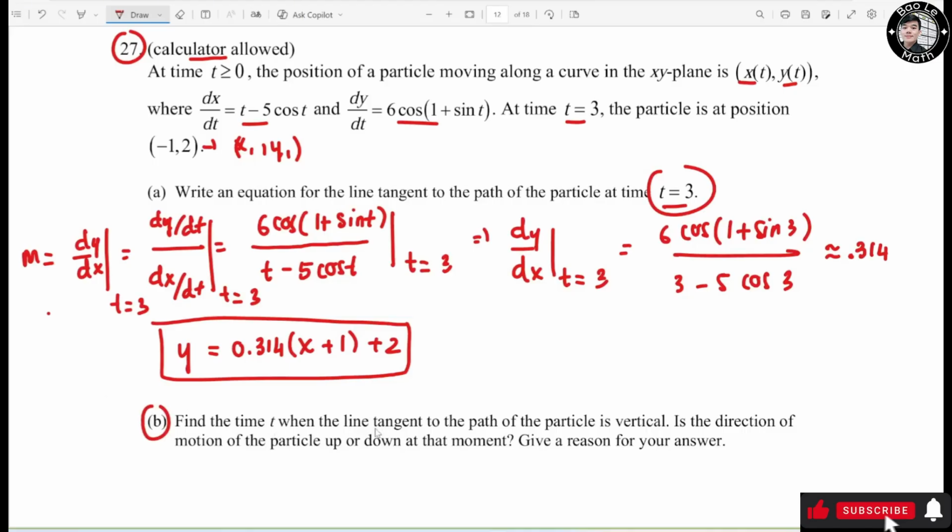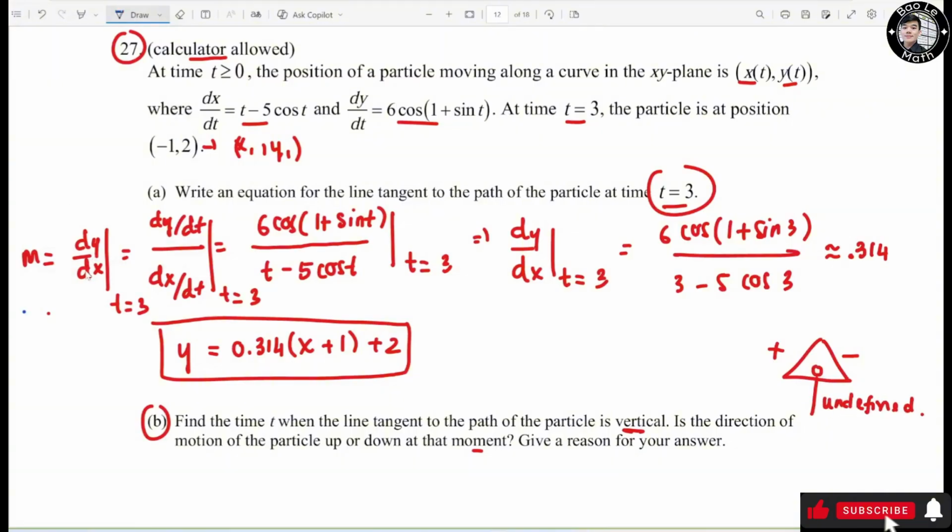Now question B. Find the time t when the line tangent to the path of the particle is vertical. Is the direction of the motion of the particle up or down at that moment? Alright, use the Christmas tree trick. The tangent line goes this way, the slope is positive. The tangent line goes this way, slope is negative. Tangent line is horizontal, slope is 0. Tangent line is vertical, slope is undefined.